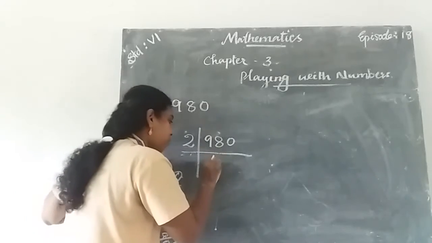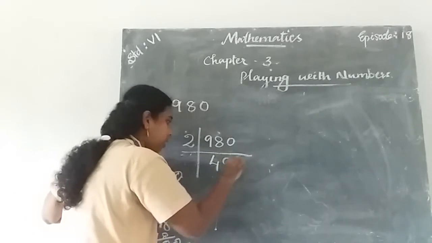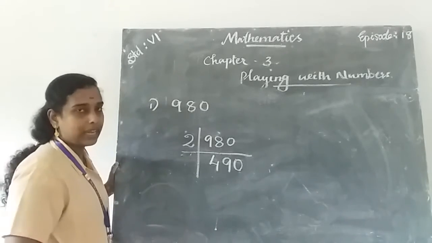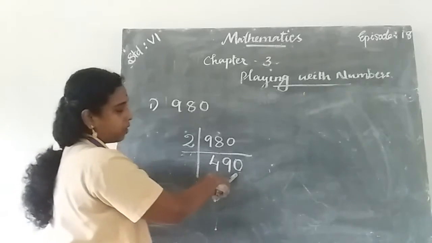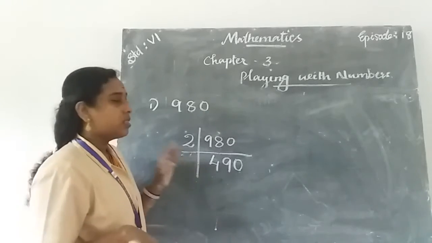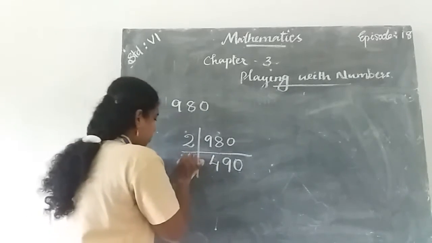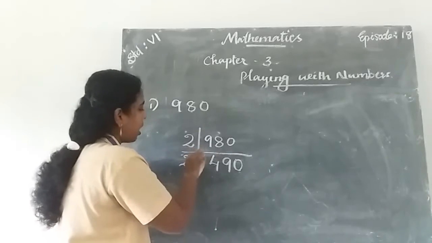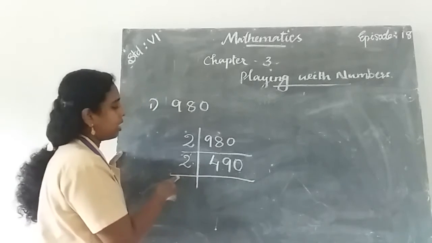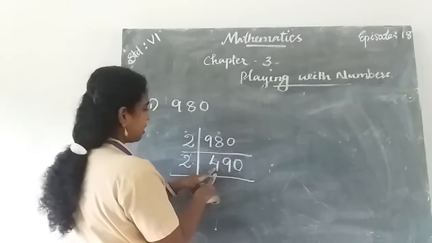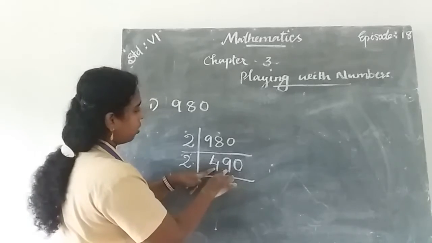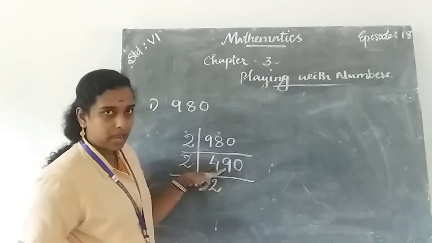490. Okay, we write 490 here. Then 490 is also an even number because 0 is at the ones place, so we can say that this is an even number. So we use 2 for dividing 490. Okay. Then we divide 490 by 2. We get the first digit 2. How many 2s are 4? 2 2s are 4. Then the next digit is 9.